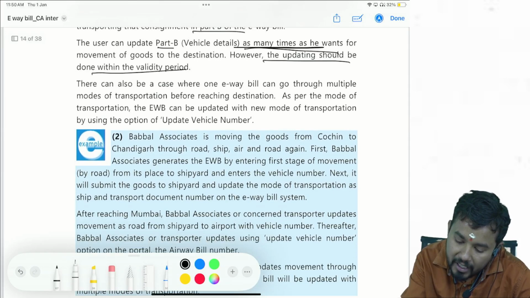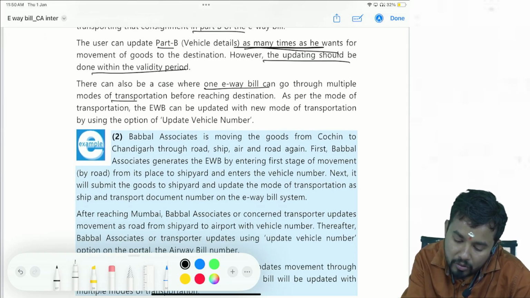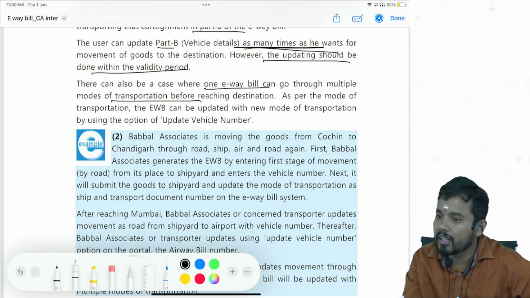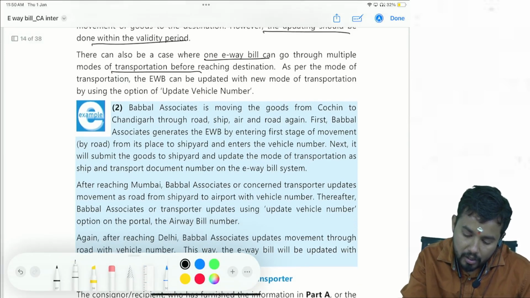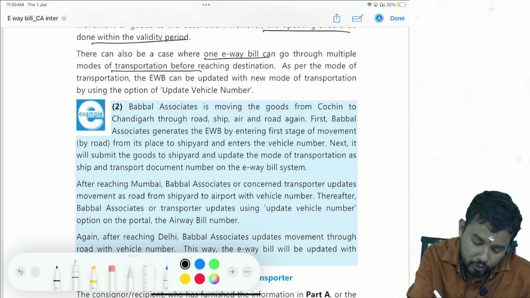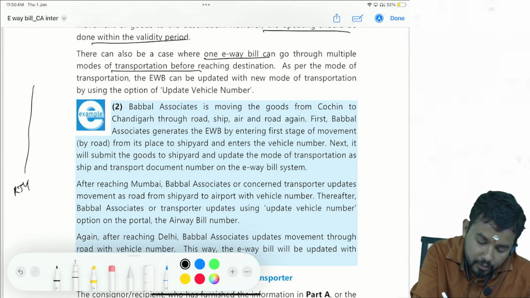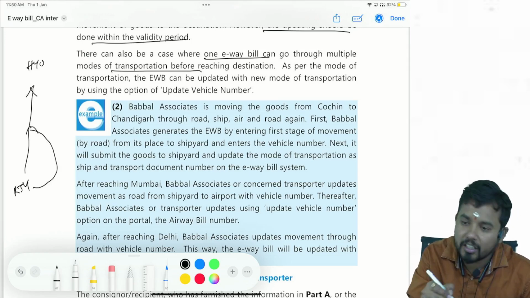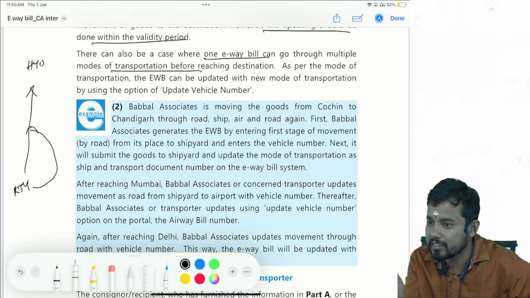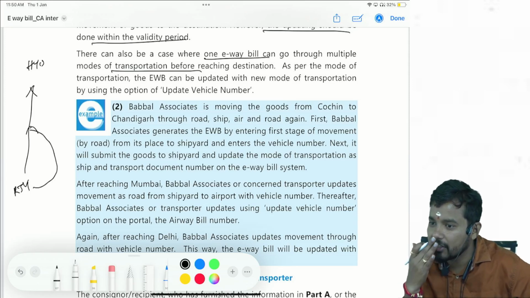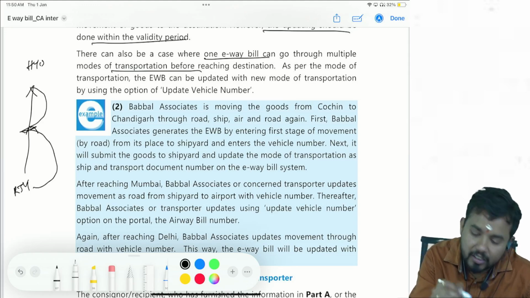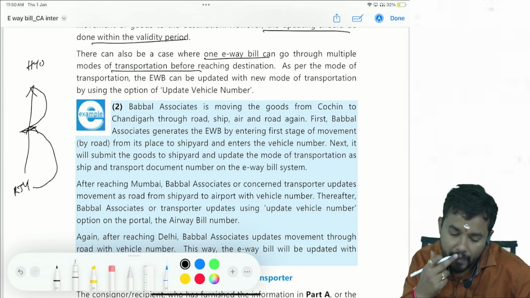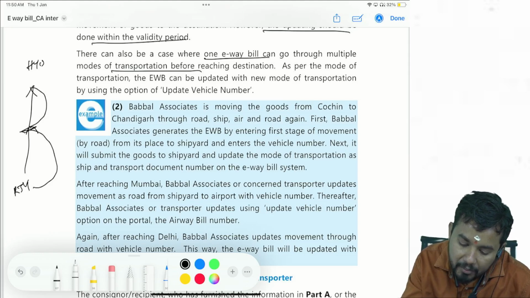There can also be a case where one E-way bill can go through multiple modes of transportation before reaching the destination. Like for example, you want to bring goods from Rajahmundry to Hyderabad. Okay, what you have done is, from Rajahmundry to Bhadrachalam, you brought it through waterways, by using the Godavari river. From Bhadrachalam again truck to Hyderabad. Multi-mode transportation is used.